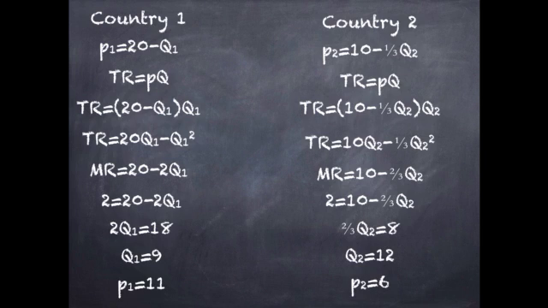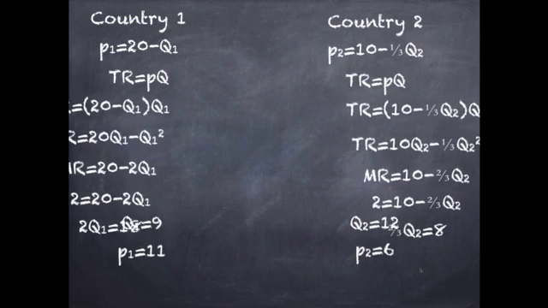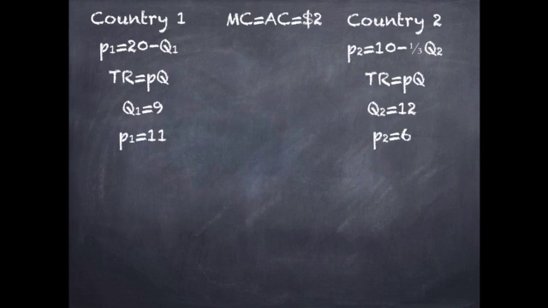So I know the prices and quantities for each country. For country 1, the quantity is equal to 9, and the price is equal to 11. For country 2, the quantity is equal to 12, and the price is equal to 6. So now I can take a look at these two and calculate the profits for each country.